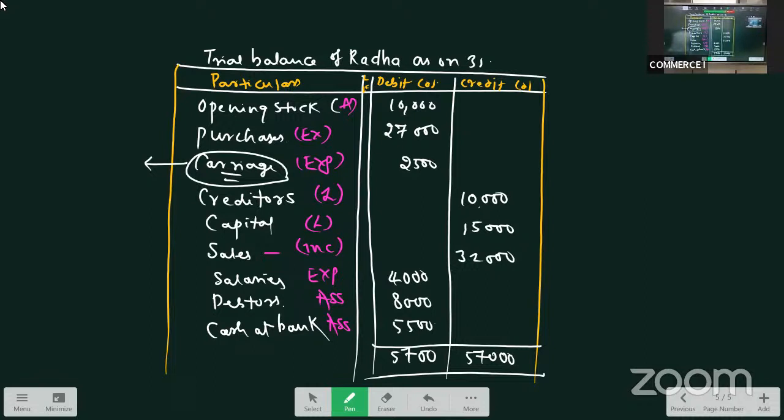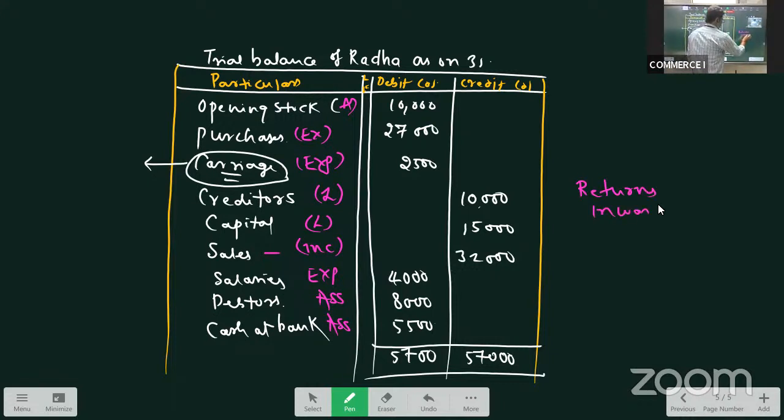18th problem, we have items, we'll just discuss, we are not doing it. Prepare trial balance of Sudha from the following particulars: opening stock, asset, bills payable, liability, bills receivable, asset, purchases, expense, return inwards is given. Return inwards. Now listen please.